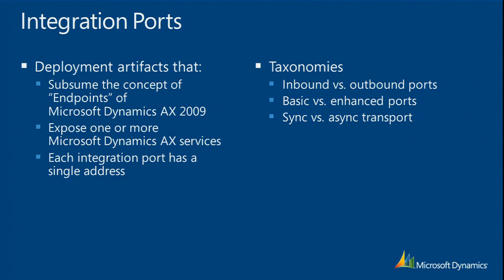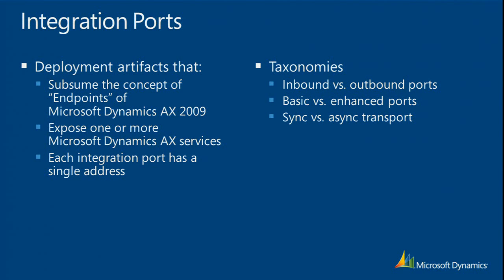And so if you exposed an integration port through HTTP as a web service, you would get one WSDL for all the services that are included in that integration port. And WSDL stands for Web Service Description Language. That's essentially the metadata that many tools need to build proxies for a service. So there's one of those metadata descriptions that you can use to build integrations for all the services in an integration port. And as I mentioned before, each integration port has a single address that you can use for that.